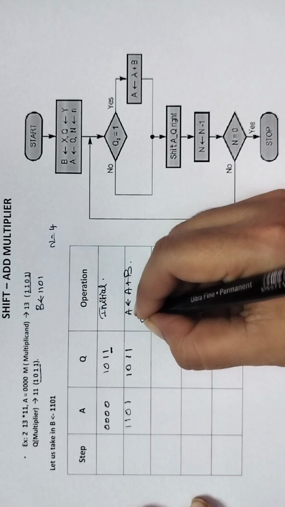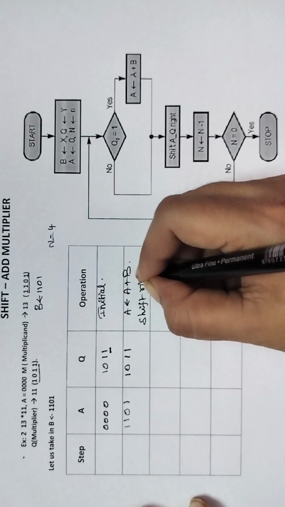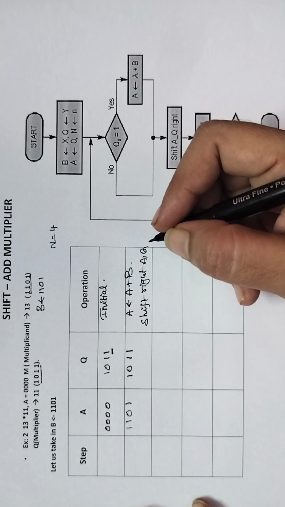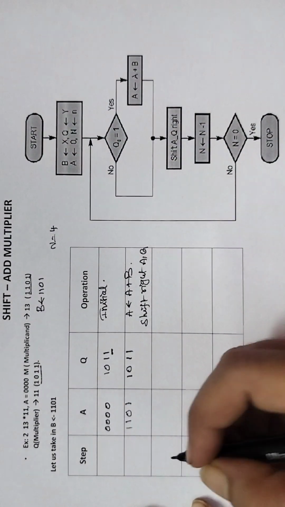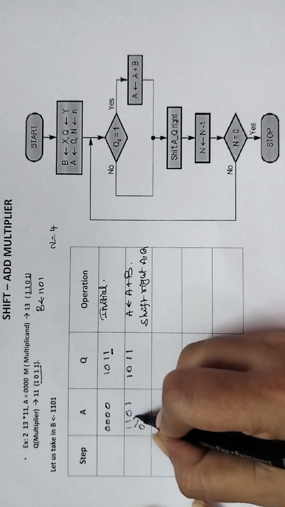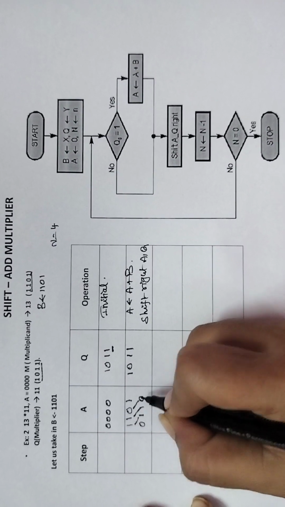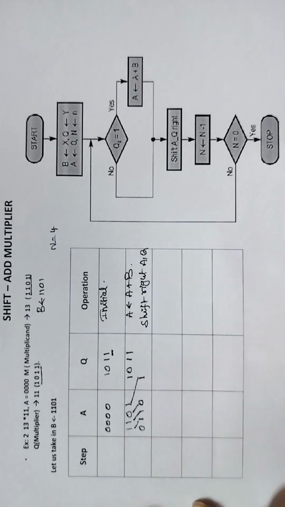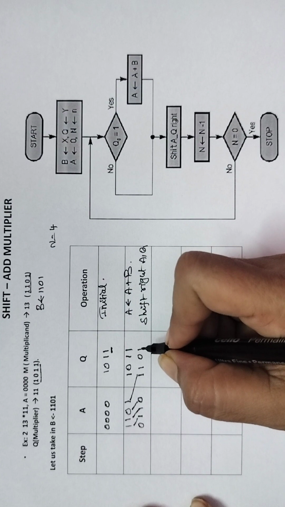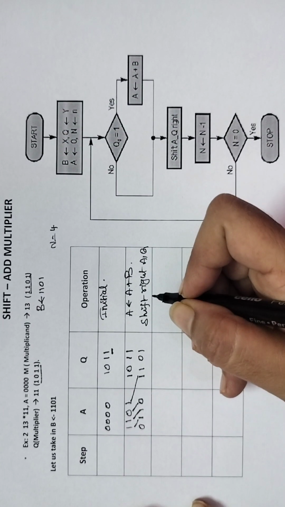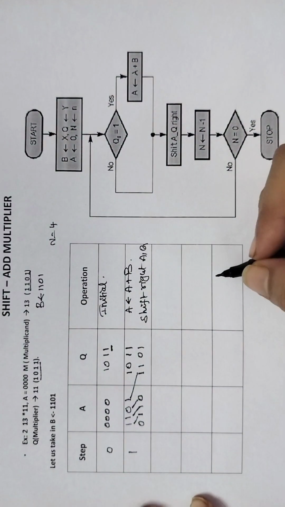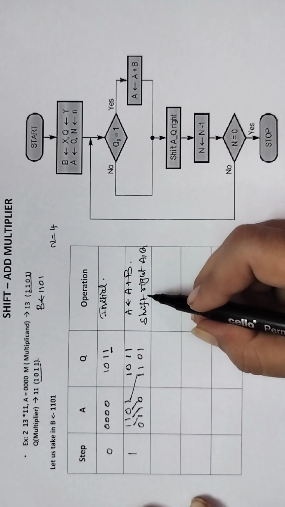After performing A = A + B, we have to do the shift right operation. What do you have to do? Shift right of A and Q. After doing the shift right, the MSB bit will be 0, and this one will come here, and this 0, and this one will be shifted right. So we get the result 0110 1. Right? So that is initialization and step 1. We are done with the shift right.